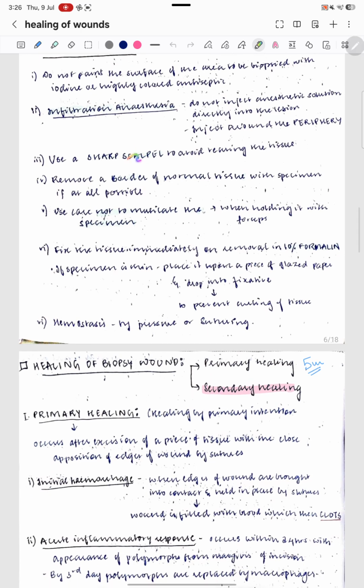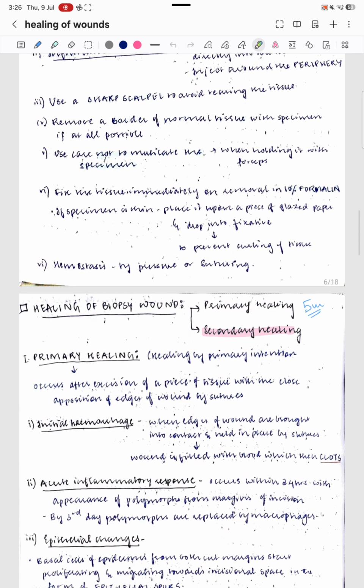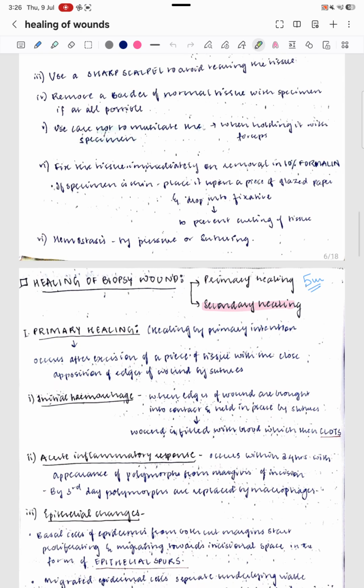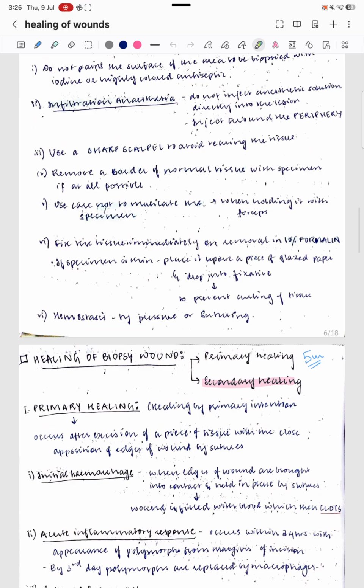Then we use a sharp scalpel to avoid tearing the tissue. Then we remove the border of the normal tissue with the specimen if possible, and we use care not to mutilate the specimen. So we carefully remove the specimen while holding it with the forceps.